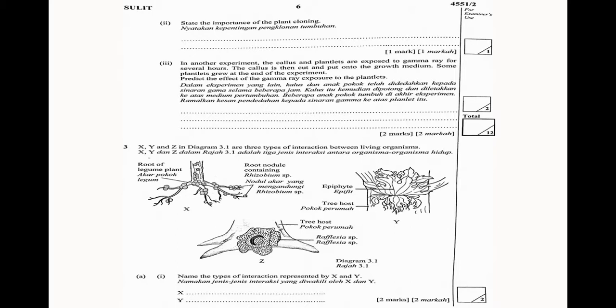D3. The question asks about the effect of gamma ray exposure to the plantlet. The answer is it will cause the DNA become damaged and will form abnormal callus.